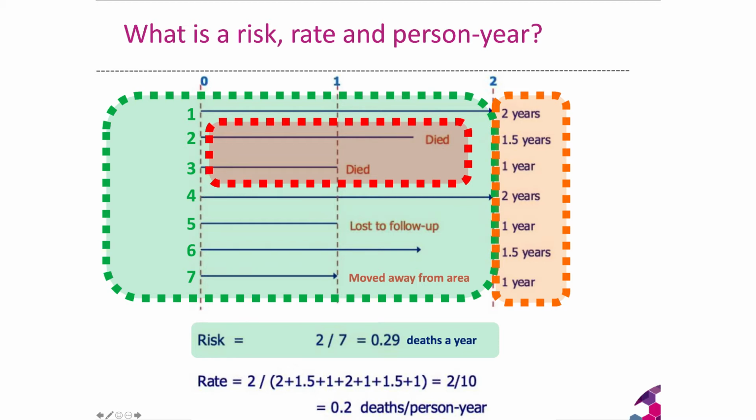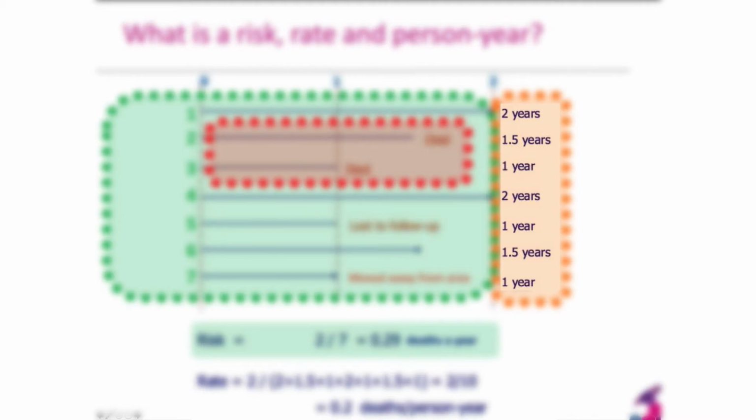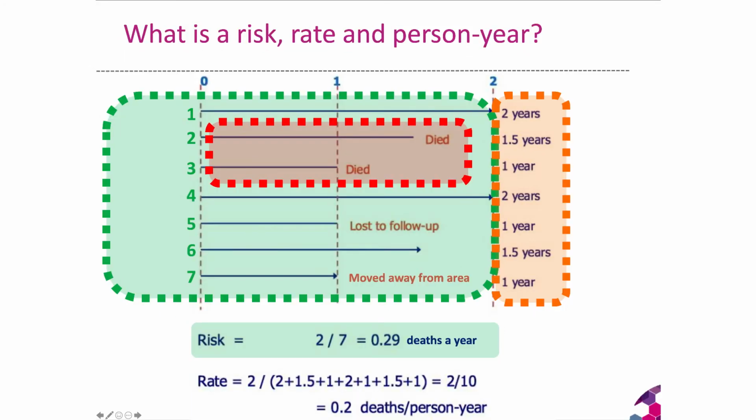And so you can see here we've got 2 years, 1.5 years, 1 year, 2 years, 1 year, 1.5 years, and 1 year. So if we add those up together, we get a slightly different calculation. We get 2 people dying, which is exactly the same as for the risk. But instead of the 7 people we have in our study, we can instead use person years. How many years were the people exposed? So when we add that up, overall, the 7 participants were exposed for 10 years. So it's 10 person years.